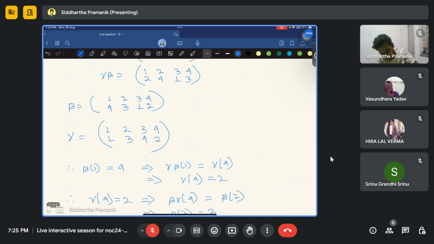So let's write it in the cycle forms. So let's start with 1. Here 1 goes to 4. Again 4 goes to 2. 2 goes to 3. Finally 3 goes to 1. So we can close it.